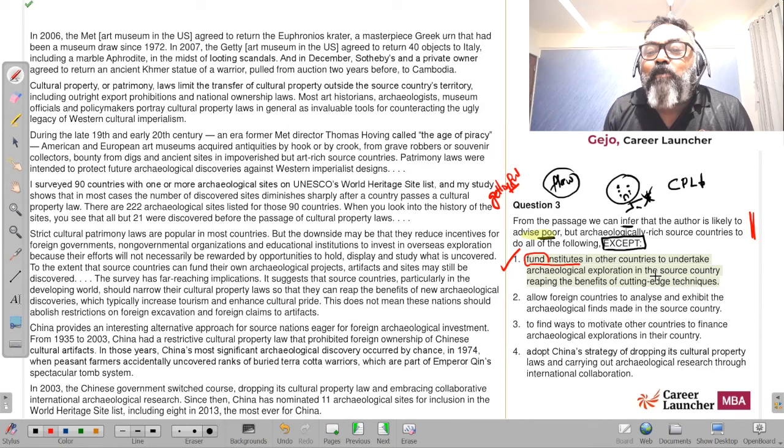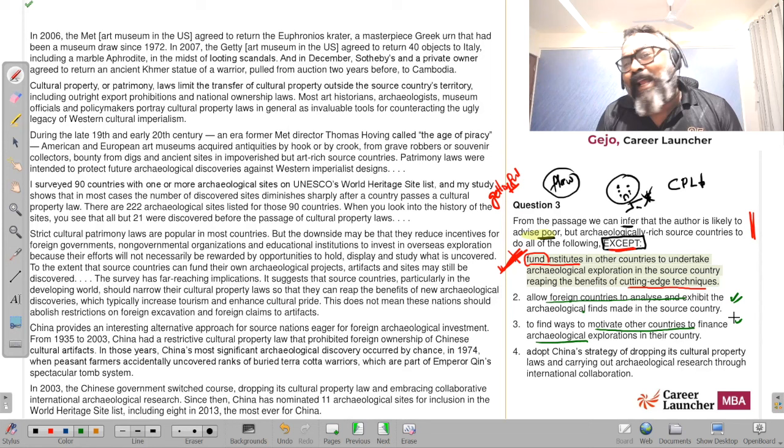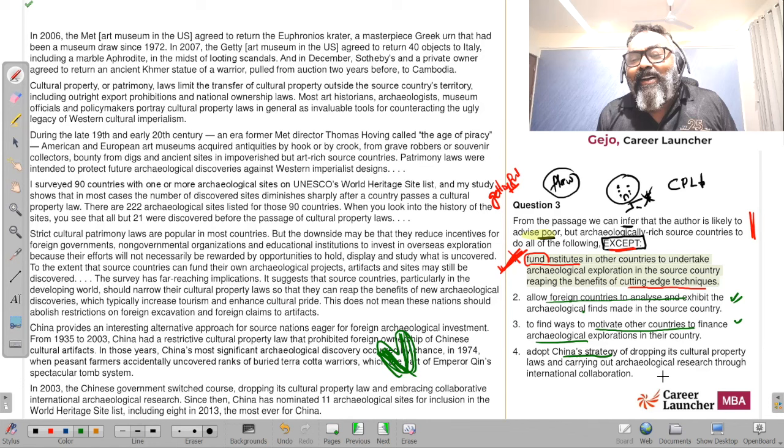Poor people should fund? No. I think for everything else, the author would agree, so this would be the answer, because it is an except question. Allow foreign countries to analyze and exhibit: let them come. Find ways to motivate other countries to finance: yes, let other people help you. You don't have the means, so take help from others. Reduce your law. Adopt China's strategy: yes, look at China. So all these are okay. The answer in this case would be answer choice number two.